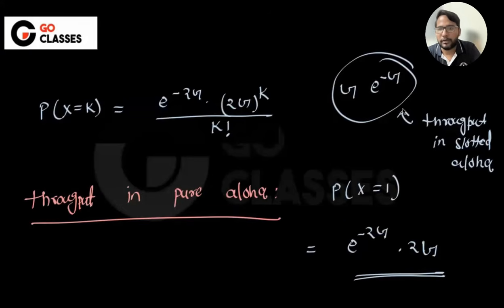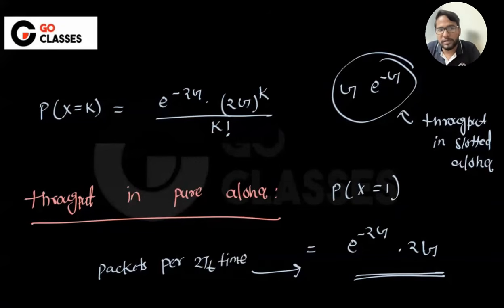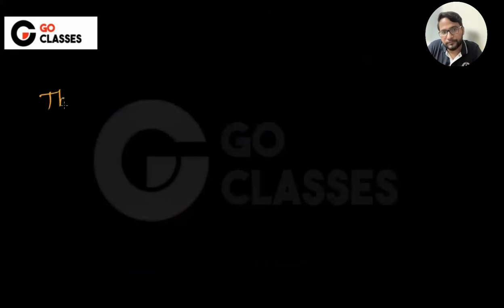Let me just tell you. This throughput we are having here is per 2T time. The unit here is packets per 2T time. Anyway, you don't need to do all of this. I will just tell you the direct formula. If you want the throughput of pure Aloha in TT time, then you just divide by 2. This is per 2T time, so you can say the throughput of pure Aloha.